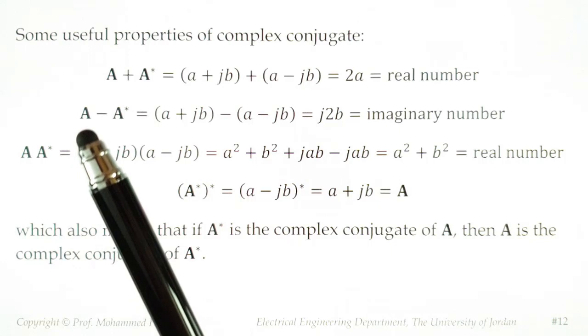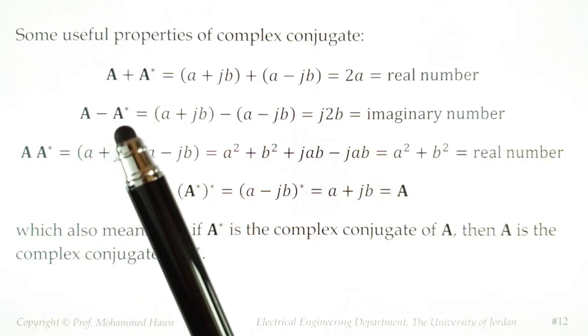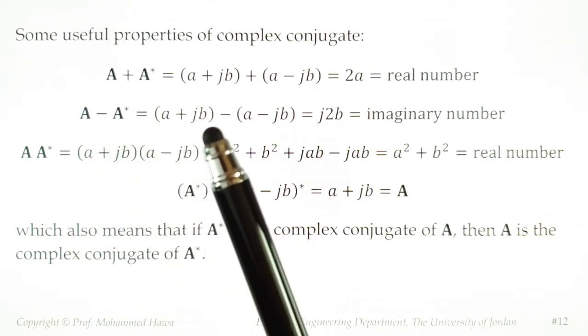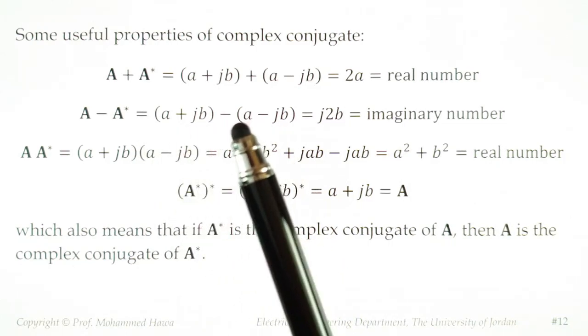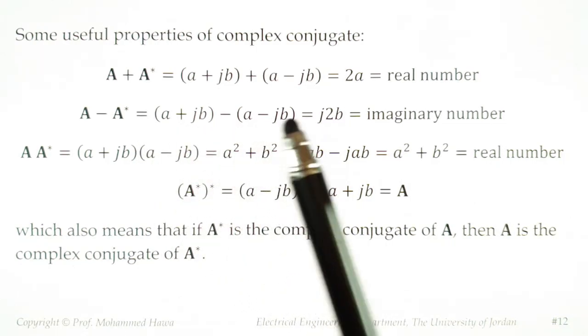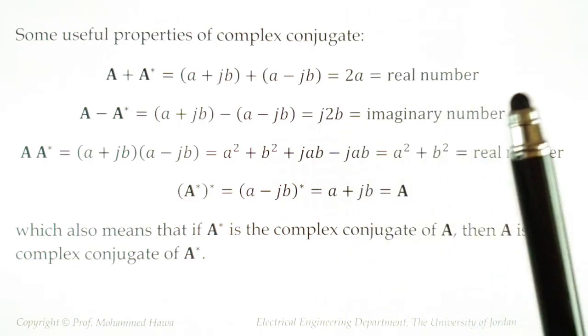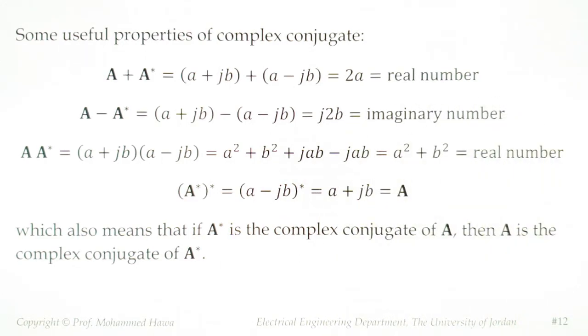What if I subtract its complex conjugate from A? You're going to get a plus jb minus a minus jb. Now a cancels out with the a here. jb minus minus jb, you're going to get 2jb, which is an imaginary number equal to j multiplied by 2, the imaginary part of the original complex number.